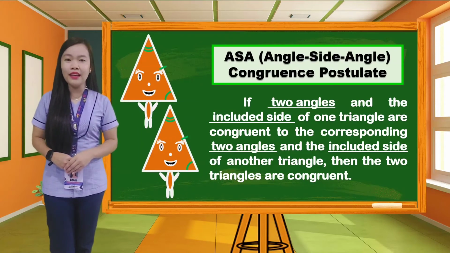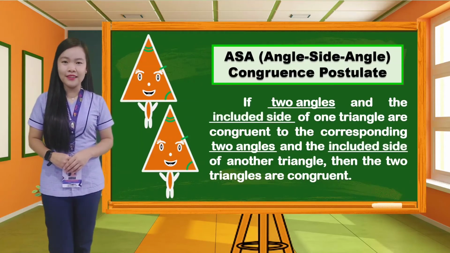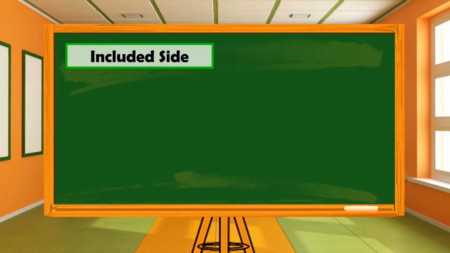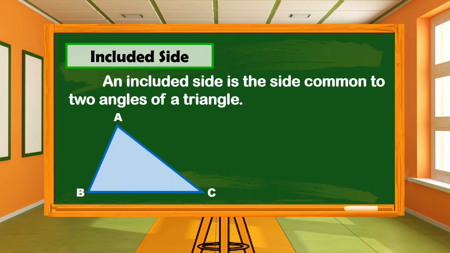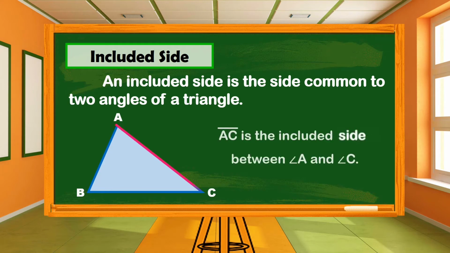And what do we mean by an included side? An included side is the side common to two angles of a triangle. For example, given this triangle ABC, line segment AC is the included side between angle A and angle C.